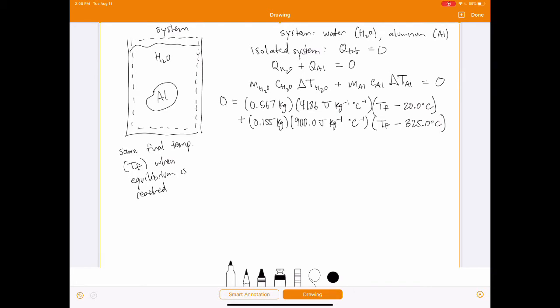Okay, so that's our equation. It's a really simple algebraic equation where the only unknown variable is T final. Rather than spend any time going through the algebra and showing you the calculation, I trust that you'll be able to do this on your own and then find that T final is equal to 36.9 degrees Celsius. So we use the fact that we have an isolated system and that the total heat for that system is 0 to figure out what the final temperature is going to be. That's one way you can use this idea.